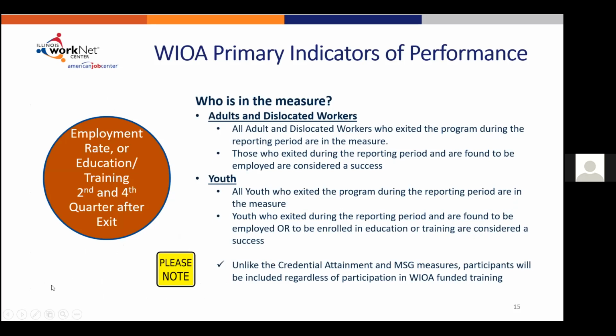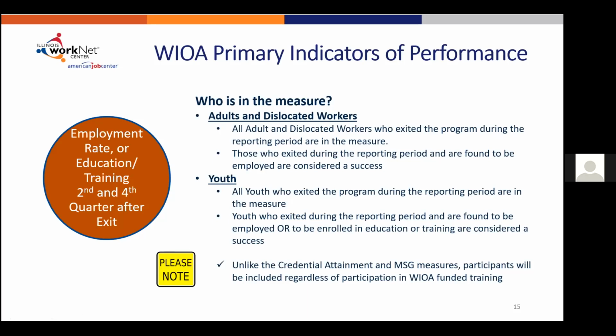So who is in the measure? This is an easier calculation to determine, I think, than some of the past measures we've discussed. It's all adult and dislocated workers who exited the program during the reporting period. They're all in. The second you enroll someone, they're a participant, they're going to be in your employment rate measures. And then those who exited and have employment in the measures in question are going to be your successes.